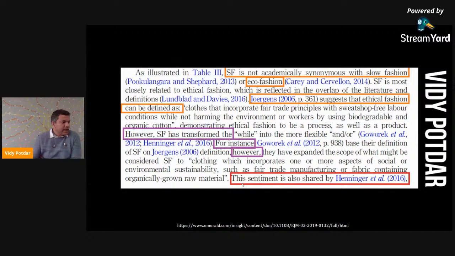See, this I also like very well. This sentiment is also shared by another author. So you are now comparing different authors. It is not just one author saying this, but multiple authors agreeing.